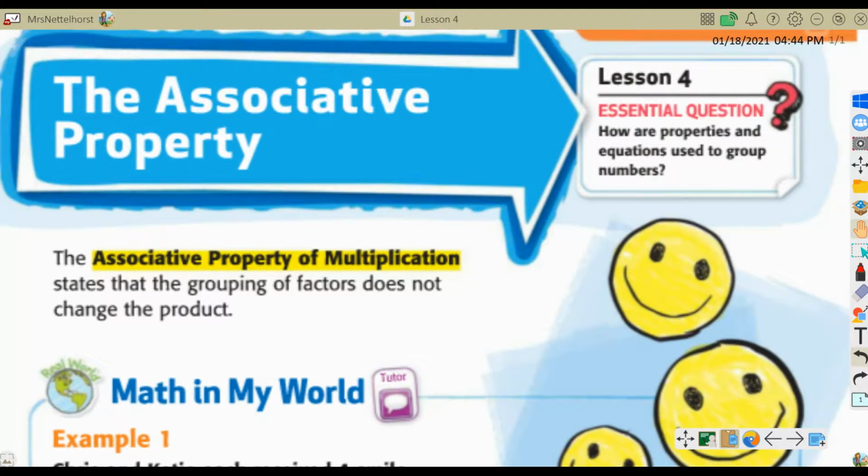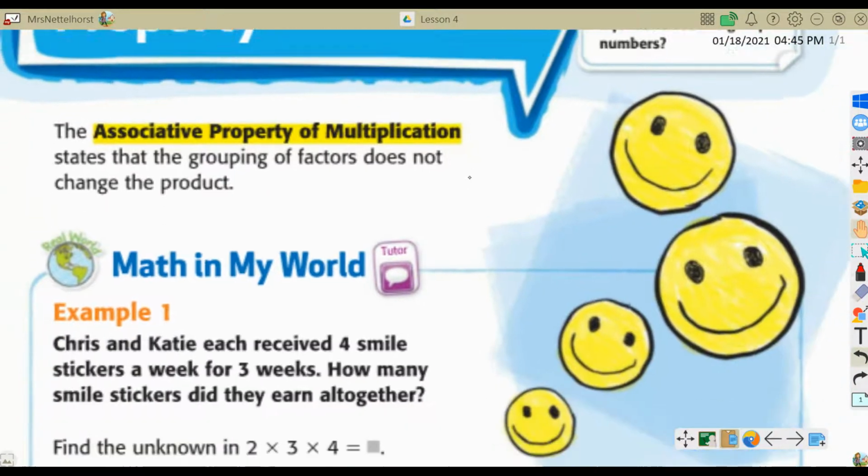Associative property. The associative property of multiplication states that the grouping of factors does not change the product. In second grade, you had the associative property of addition, which says that the grouping of addends does not change the sum. It's exactly the same thing, but just with different words because the labels for addition and multiplication are different. But multiplication and addition are related operations. So the associative property works for both of them.